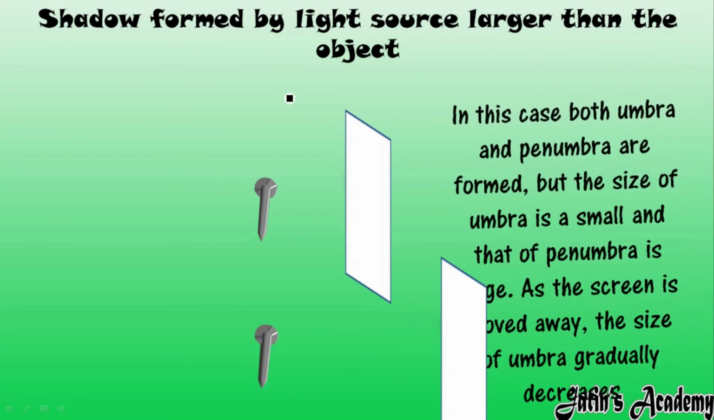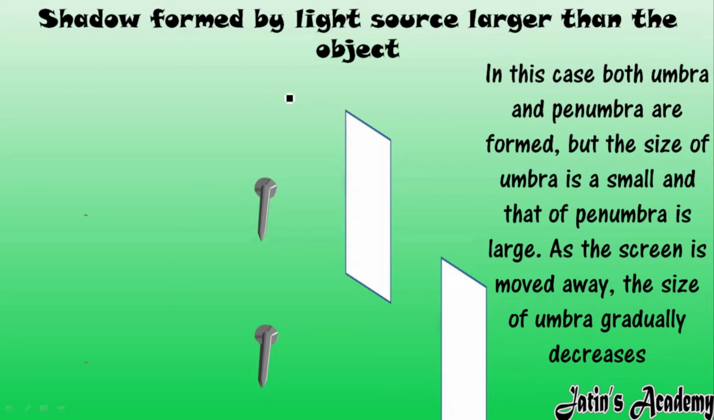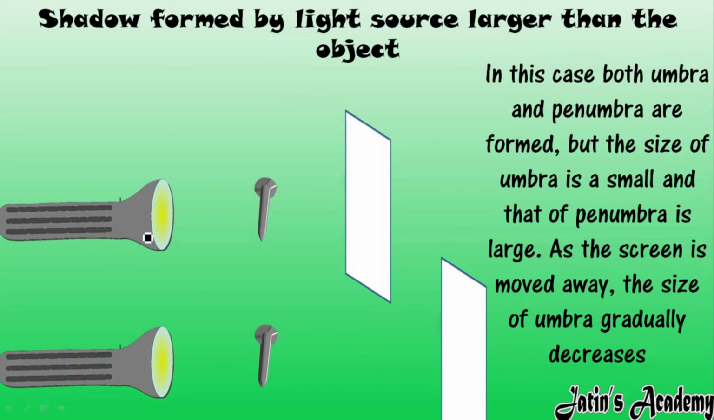See carefully. Whenever I take a larger source of light, and the opaque object is smaller, what is going to happen in that case? In this case also both umbra and penumbra are going to form. Here also umbra is there and penumbra is there, but you can see the size of the umbra is smaller than that of the penumbra. Umbra is small and penumbra is large. This is the penumbra, the outer region. Partial darkness is more and inner darkness, or umbra, is less.